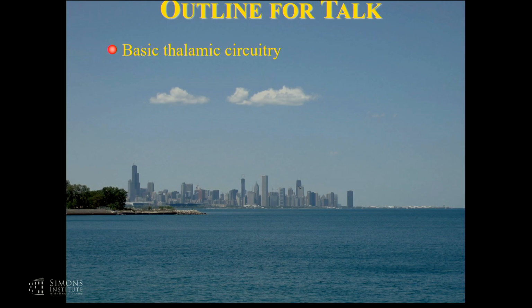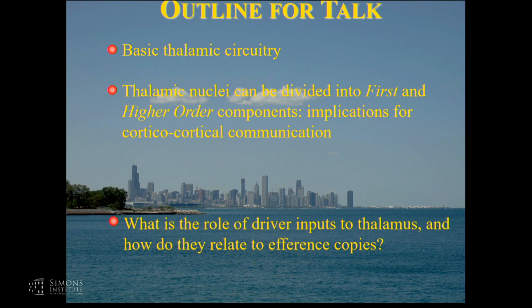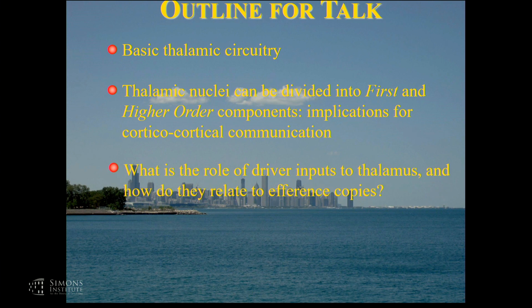Okay, so for the outline of what I want to talk about, I'll start off with basic thalamic circuitry. I'll then explain how we've divided thalamic nuclei into two types we call first and higher order. And this has components for cortical processing, which I will get to. And then I'm going to switch gears fairly dramatically and consider the role of the driving inputs to thalamus. And by driving inputs to thalamus, we mean the inputs that carry the information to be relayed to cortex. For instance, the retinal input to the lateral geniculate nucleus, and how they might be related to efference copies.